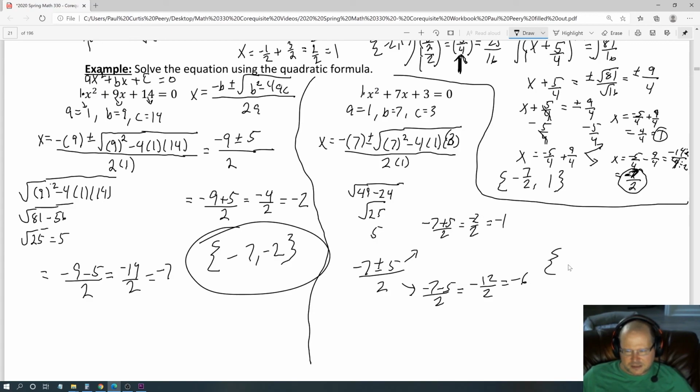And that means the solution would be negative 6 and negative 1. Now I put these in order of smaller one on the left and larger one on the right. You don't have to do it in this case, but when in doubt, just do it. You should get full credit for that. And that's that.